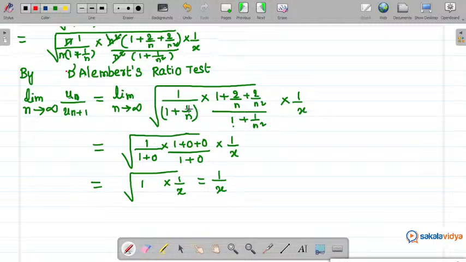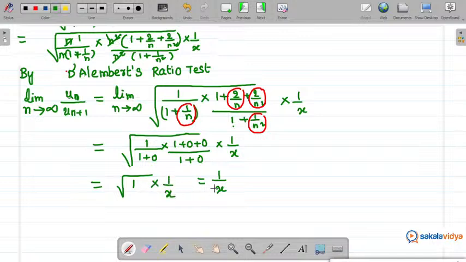Applying the limit, 1 by n is 0, 2 by n is 0, 2 by n square is 0, 1 by n square is 0. So 1 by (1 plus 0) into (1 plus 0 plus 0) by (1 plus 0). This will be root 1 into 1 upon x, that will be 1 upon x. This is very very important.